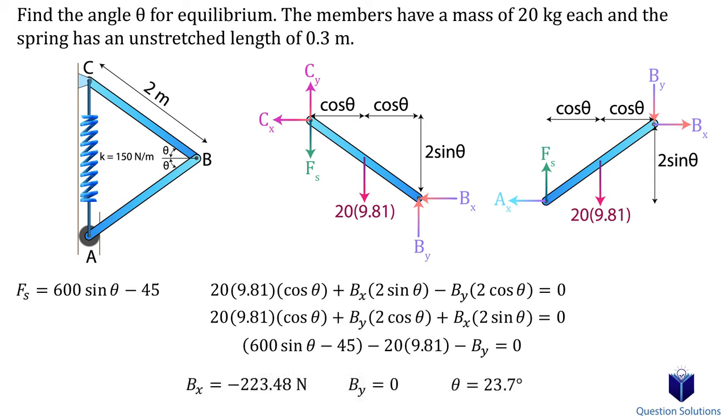We get an angle of 23.7 degrees, which is our answer. You may have noticed that we got a negative value for BX, which means our assumption for its direction is wrong. It faces the other way. That should cover how to solve frames and machines problems. By thinking of the object as a whole and then isolating for individual members, you can figure out a multitude of reactions and forces, both internal and external.